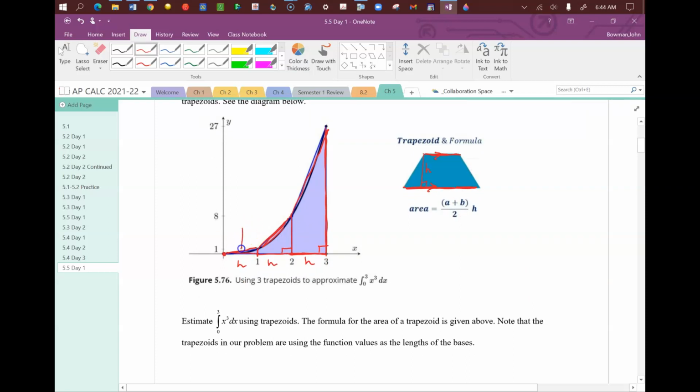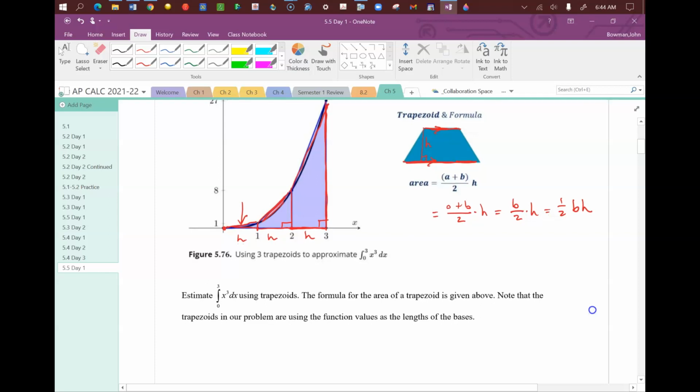The first trapezoid right here is technically a triangle, but if you take a look at the formula for the area of a trapezoid, and we said that we have 0 plus b divided by 2 because the first parallel side has a height of 0 at x equals 0, times the height, we would get the base divided by 2 times the height, or 1/2 base times height, which is the area of a triangle. So it all takes care of itself in the end.